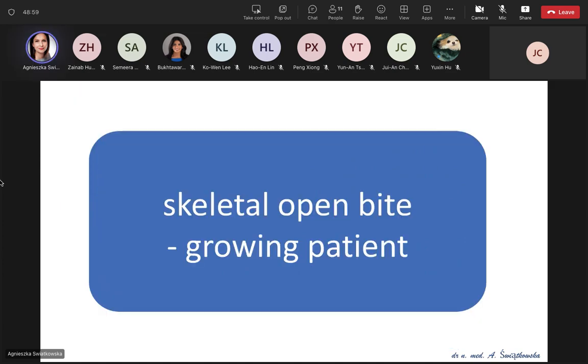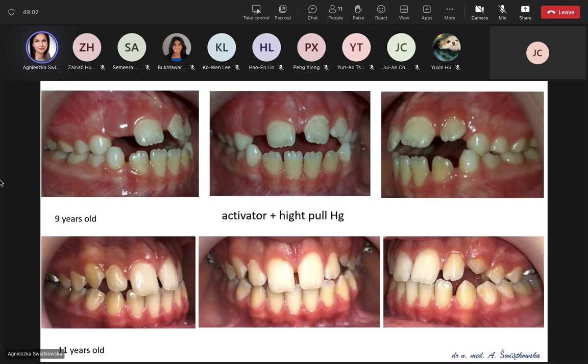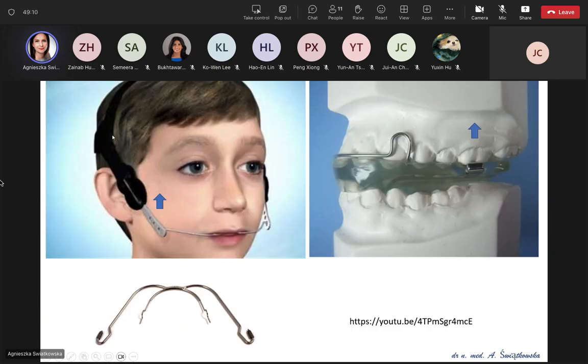Okay, skeletal open bite, growing patient. Look at this patient. We start the treatment in this situation. High pull headgear, you can see it here, is the part which is worn on the head. Here we have an intraoral part and an extraoral part. This extraoral part we connect with the straps, and here are elastics. So here is the power, the force, because this part creates the force.